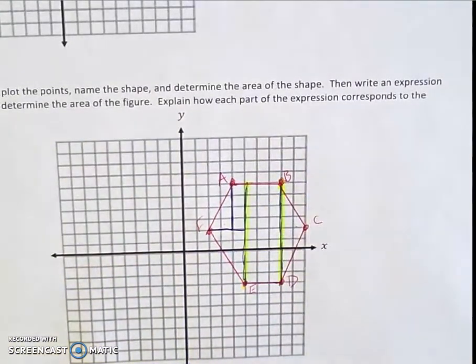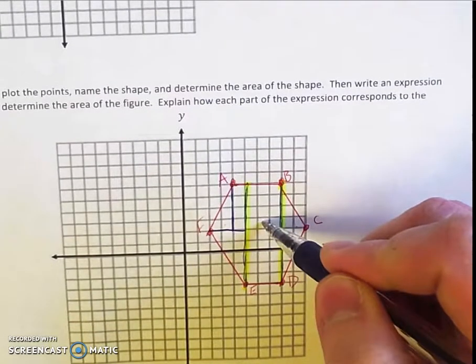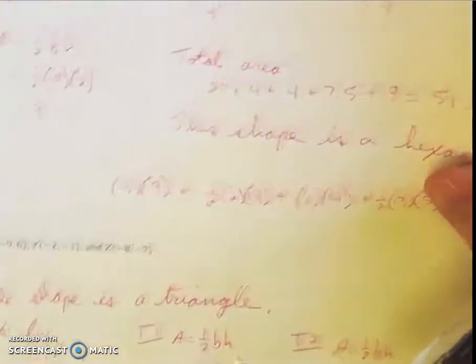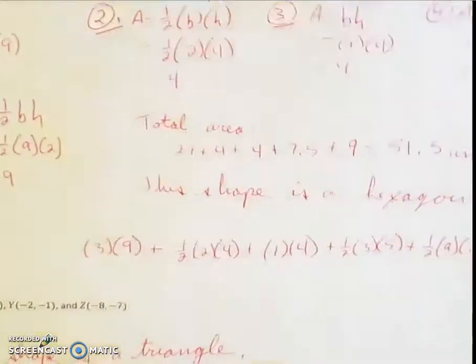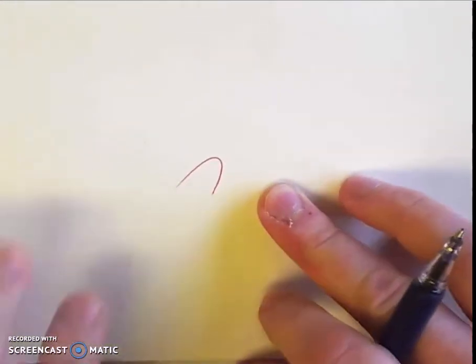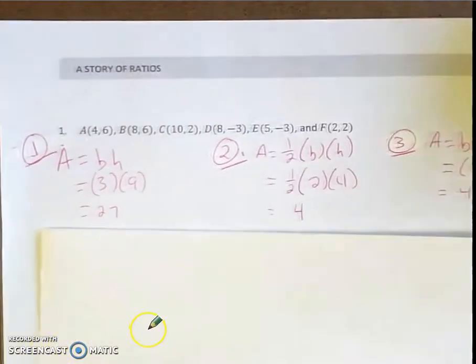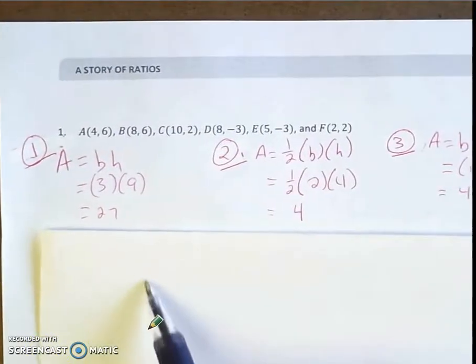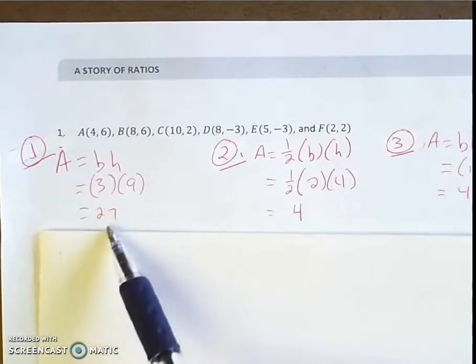So I'm going to take a look at rectangle 1 first. On the back, you see that I've already gone through and done some of the calculations. If we look at the rectangle, you'll see that it has a base of 3 and a height of 9. That'll give us a total area for the rectangle of 27.